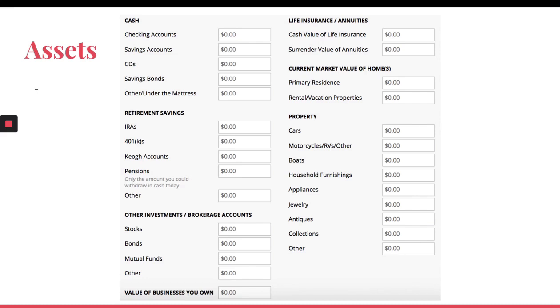So next is property. So property is just things like your car. Let's talk about that for a second, or even motorcycles, RVs, and boats. Because some people will say, well, it's not an asset. We're going to get into this later, what's a good and a better asset. But I like to consider cars and motorcycles and RVs and boats to be an asset, just because you can sell it, right? And you can get money for it.